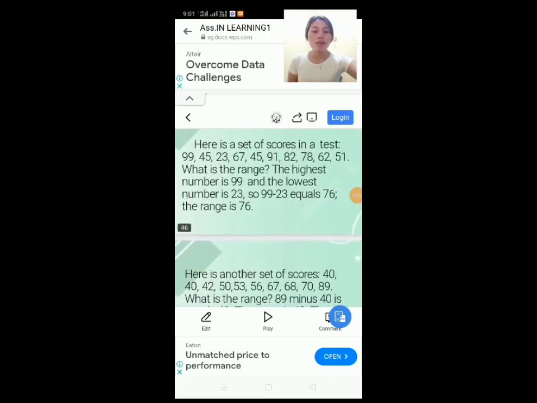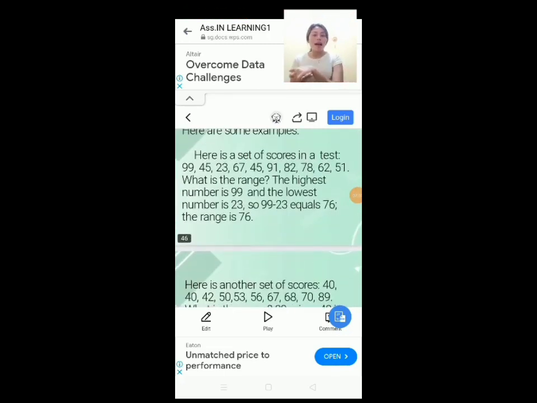So another example, this is a set of scores in a test: 99, 45, 23, 67, 45, 91, 82, 78, 62, 51. So the highest number is 99 and the lowest number is 23. So 99 minus 23 equals 76. So the range is 76.